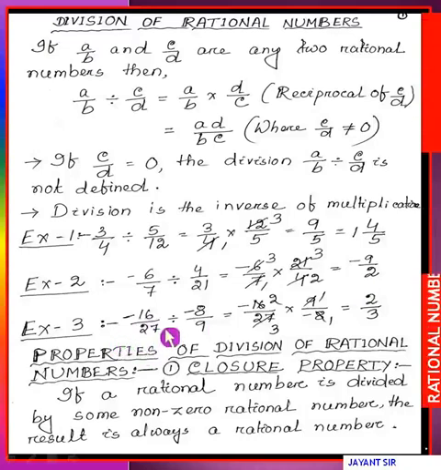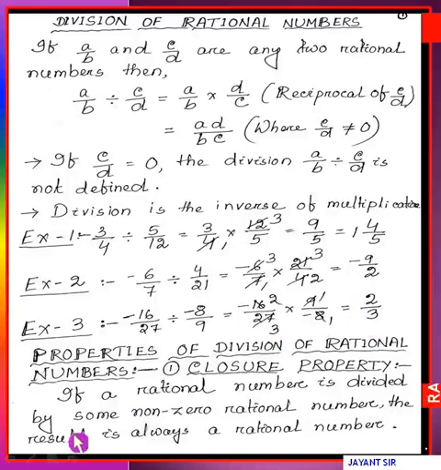Now example 3: minus 16 by 27 divided by minus 8 by 9 equals, keep as it is, minus 16 by 27, instead of division make it into, then its reciprocal, minus 8 by 9 becomes 9 by minus 8. Then 8 ones are 8, 8 twos are 16, 9 ones are 9, 9 threes are 27. So minus divided by minus equals plus, so 2 ones are 2 divided by 3 ones are 3, then 2 by 3.